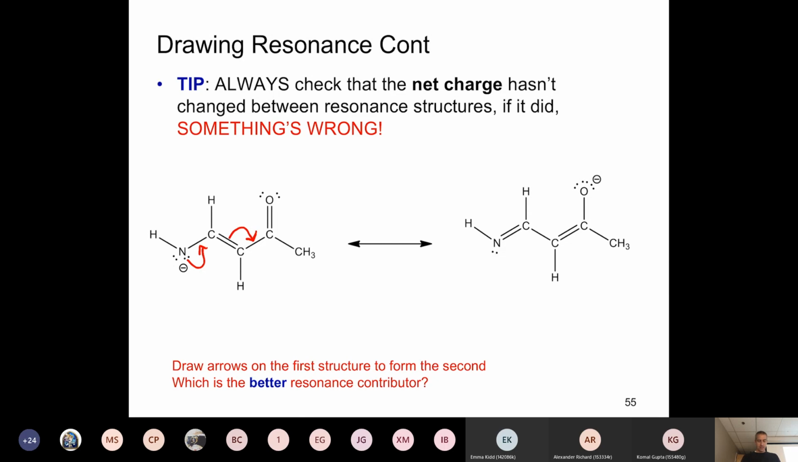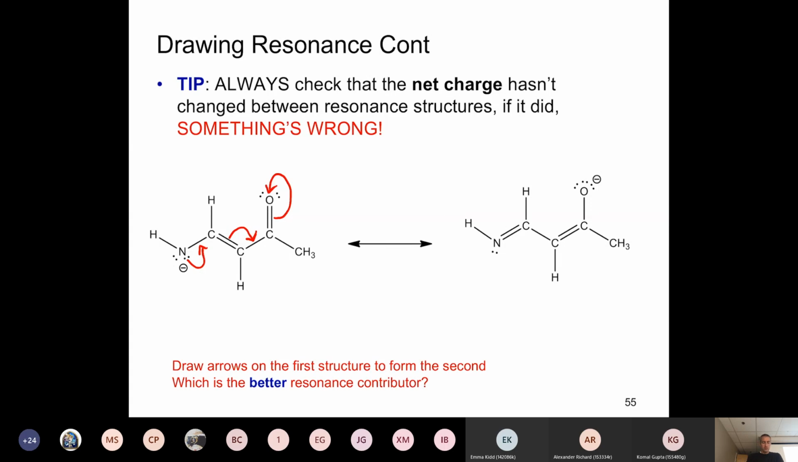Now we have the CO. It's a double bond CO with two electron pairs on the oxygen. And in the second structure, we have the oxygen with three lone pairs and then a carbon-oxygen single bond. So what's happened is an electron pair started in the pi bond and moved up onto the oxygen. So those arrows show you how you get from the left-hand structure to the right-hand structure.